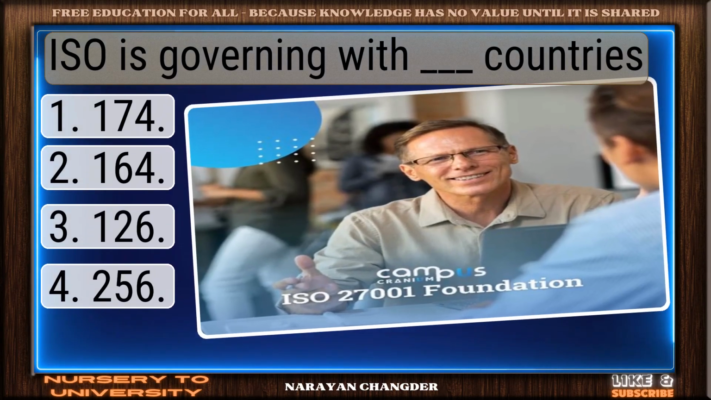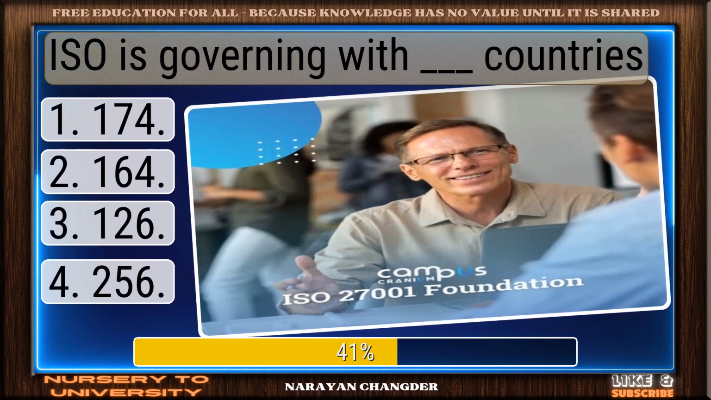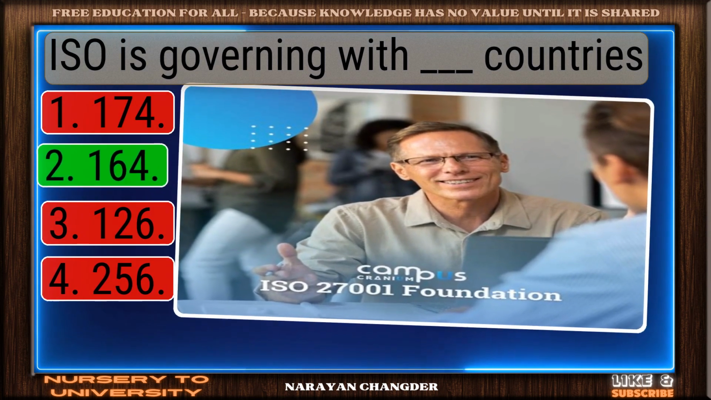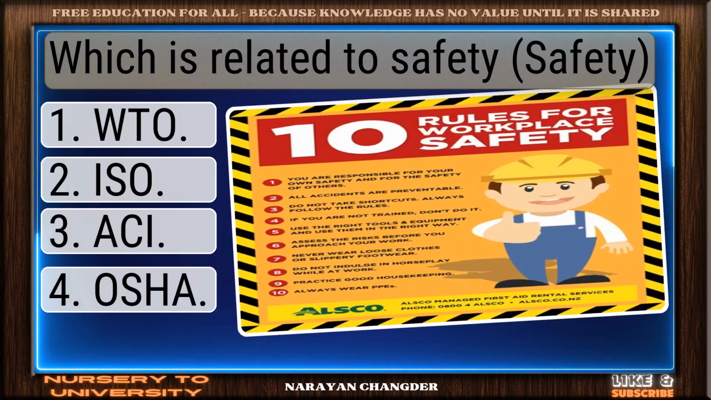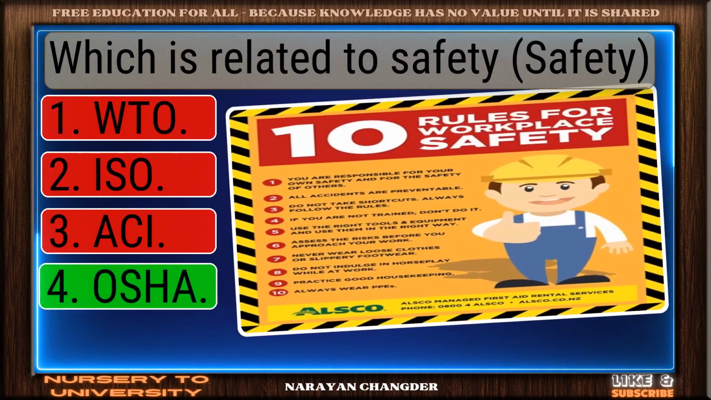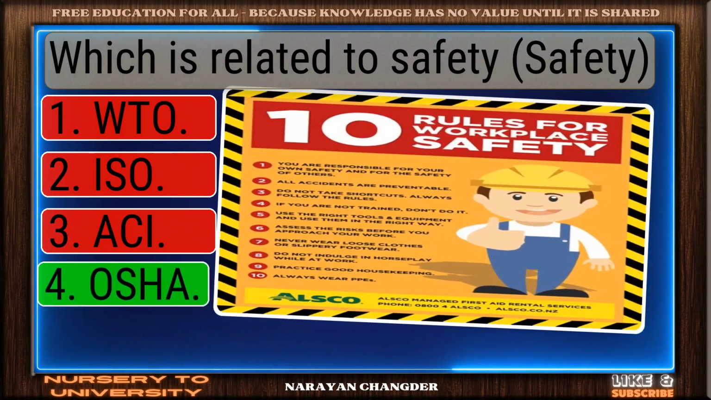ISO is governing with dash countries. Smart pick. 164 is the correct choice. Which is related to safety? You chose OSHA, and it is correct.